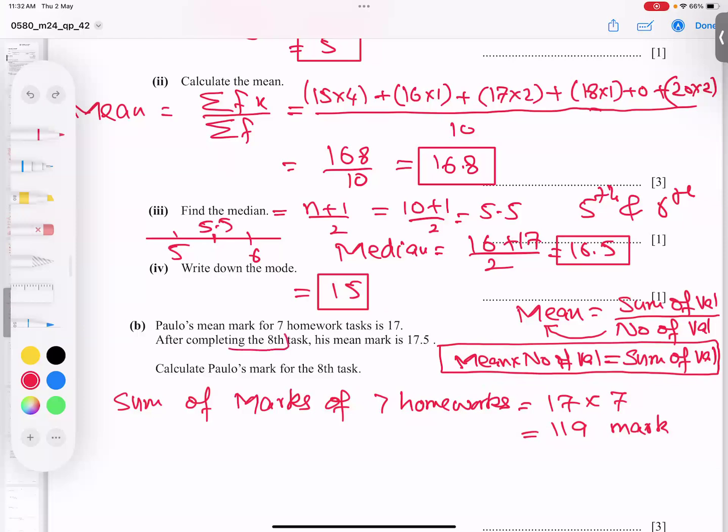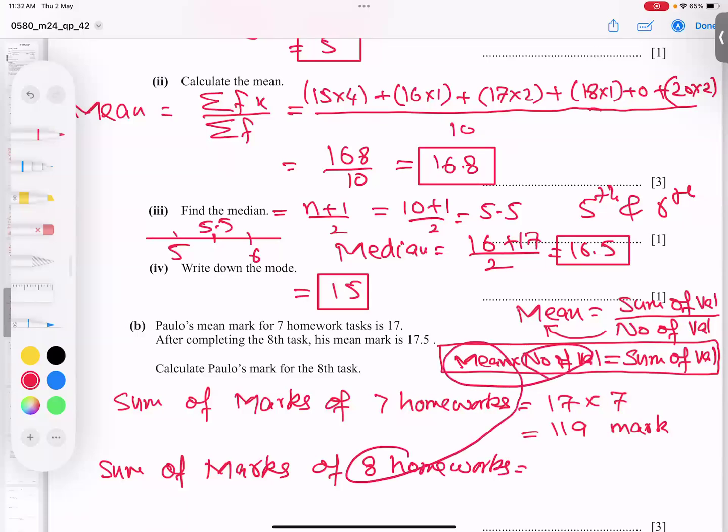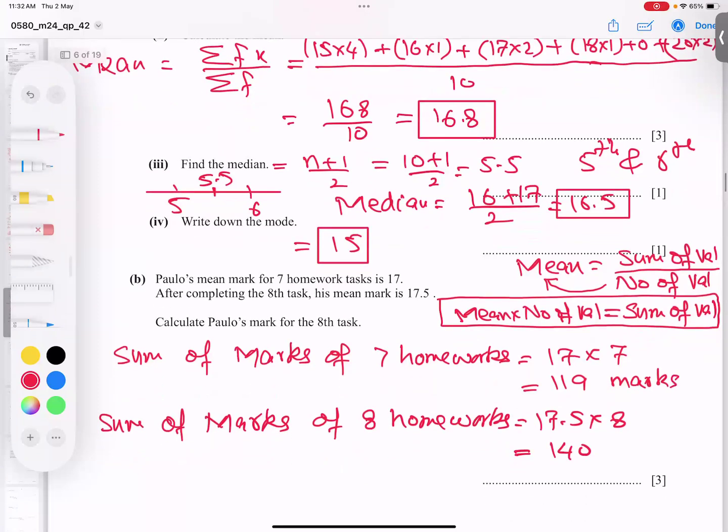But now, after completing 8 homeworks, the mean becomes like that. So I'm writing here the sum of marks of, not 7 homeworks now, 8 homeworks. The same formula: mean times the number of values. The mean of 8 homeworks is 17.5, times the number of homeworks, 8. If I multiply these two numbers, I get 140 marks.